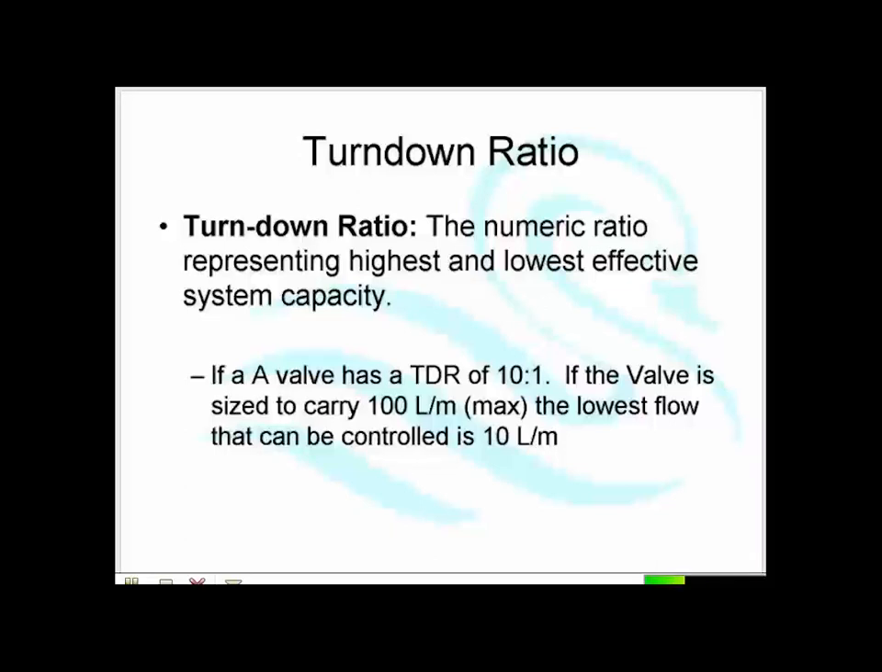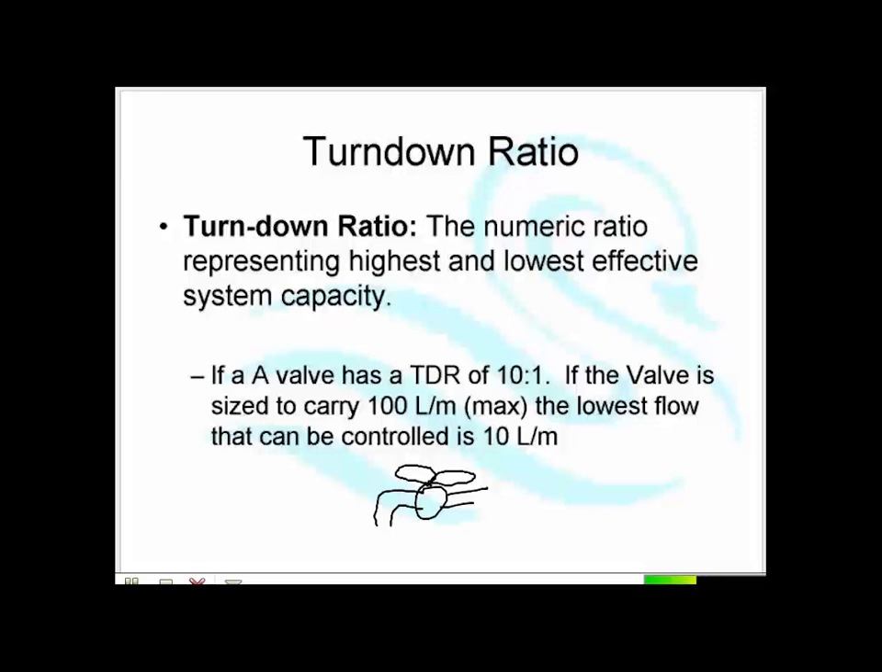The type of ratio we're interested in instrumentation is what we call the Turndown Ratio. This is the ratio of the highest usable, or what they call the highest effective capacity, value to the lowest usable value. Your average tap at home has a Turndown ratio of about 10 to 1. What that means is if you can put maybe 100 litres a minute through your tap, the lowest controllable flow would be 10 litres a minute.